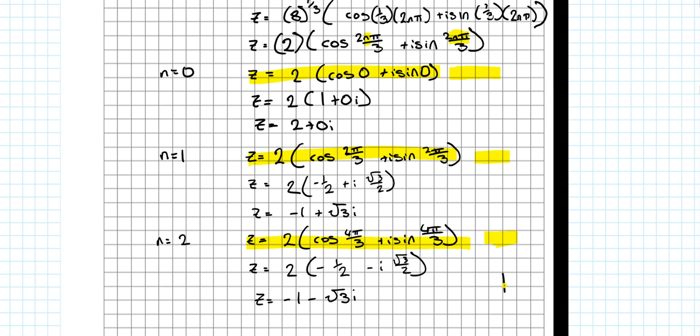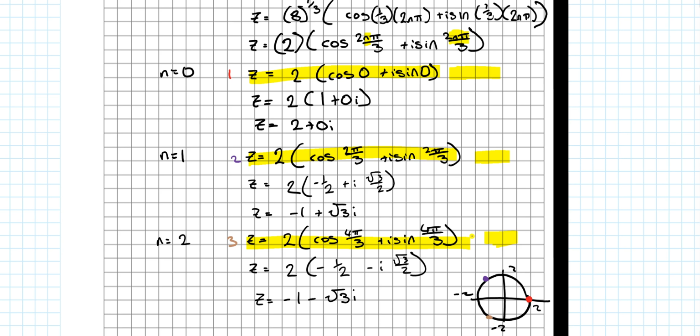What's interesting to note about all of these answers is that they are all on the same circle. Their modulus is the same. Their modulus is 2. And think of what they'd look like on a graph. The first one would be here. The second one would be 2 pi over 3, which would be up here. And the third one would be down here.